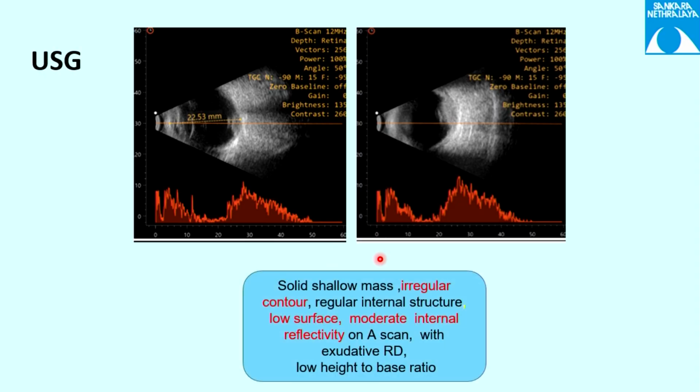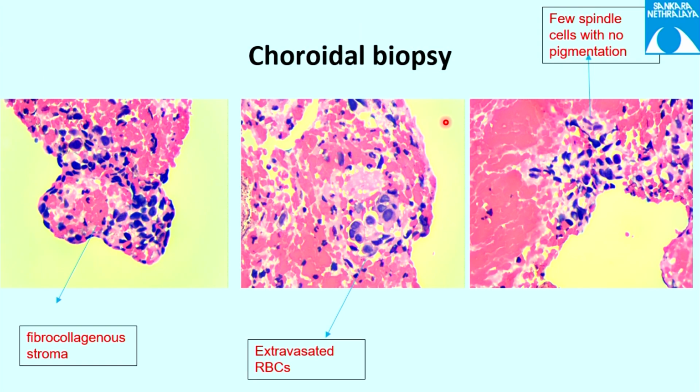USG shows a solid, shallow mass, which is irregular in contour, has a regular internal structure with low surface and moderate internal reflectivity. There is also an exudative retinal detachment component. And you can also see there's a low height to base ratio. So biopsy was done initially.